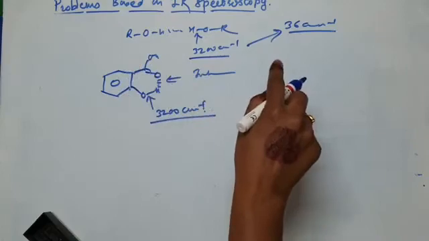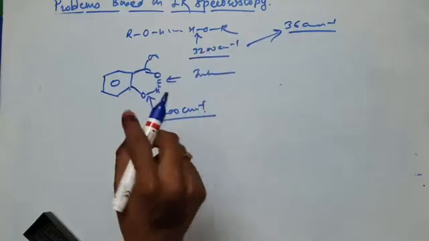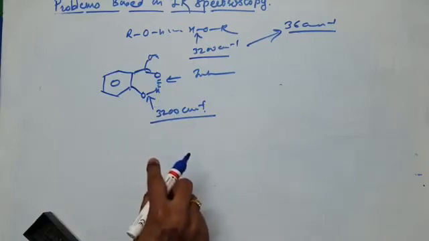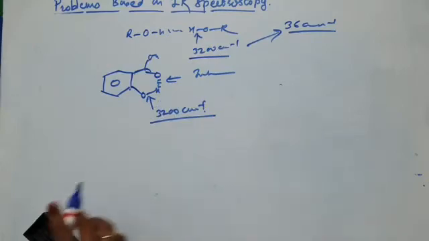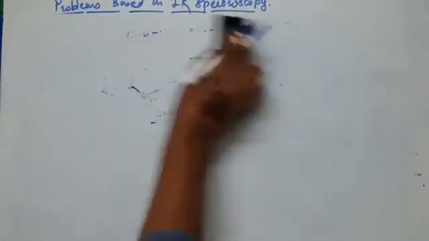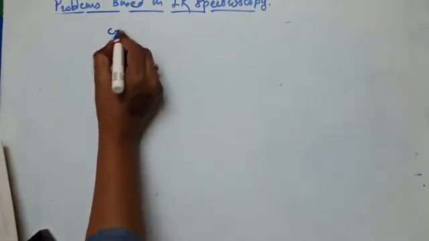Intermolecular hydrogen bonding increases on dilution, while in case of intramolecular hydrogen bonding there is no change in absorption frequency on dilution. Okay, so these are some points you have to remember. Now the next problem based on IR spectroscopy is again the molecular formula is same, only the IR bands are changed.